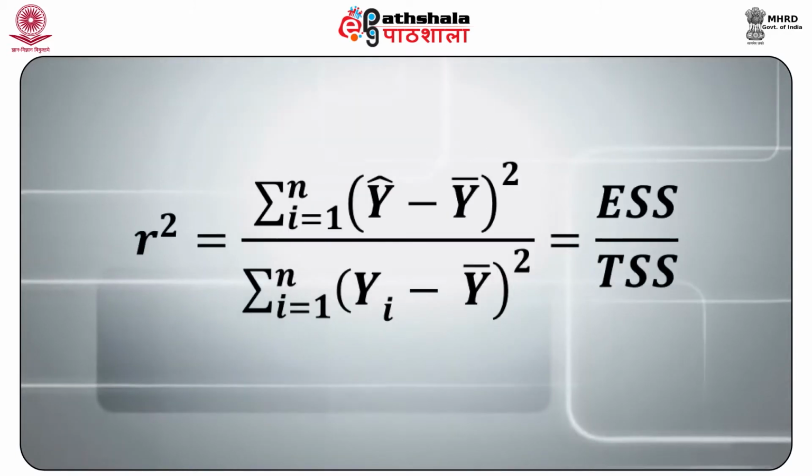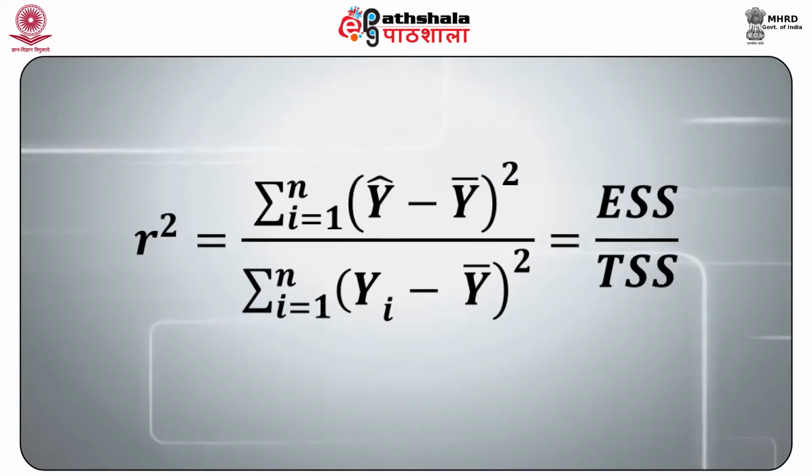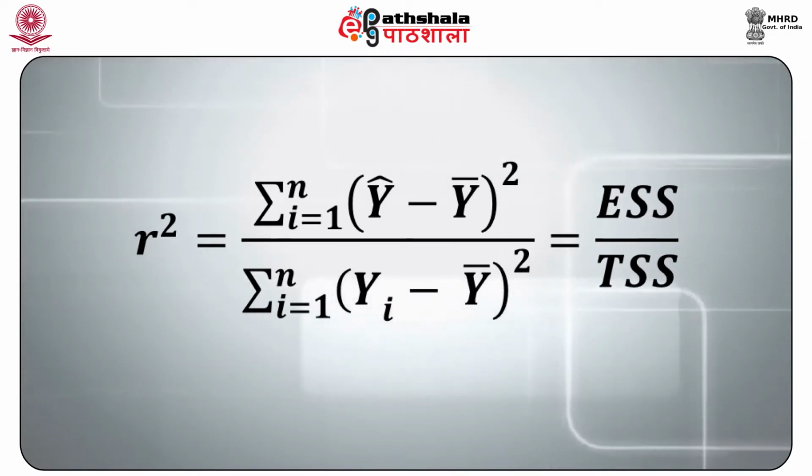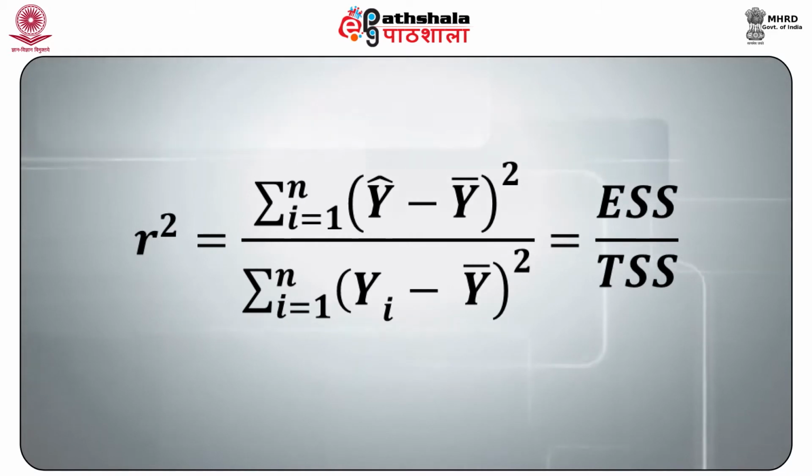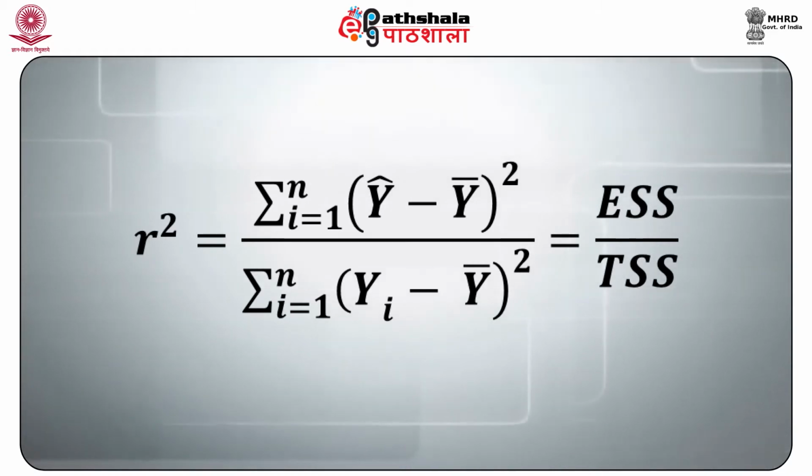Now we define R square as follows: R square is equal to sigma y hat minus y bar square upon sigma yi minus y bar square, which is the same as explained sum of the squares upon total sum of the squares. Therefore, R square measures the percentage of the total variation in yi that is explained by the regression model. This would be a percentage if you multiply it by 100, otherwise it is the proportion. In other words, the proportion of the total sum of the squares which is explained by the regression, or explained sum of the squares, is known as R square.